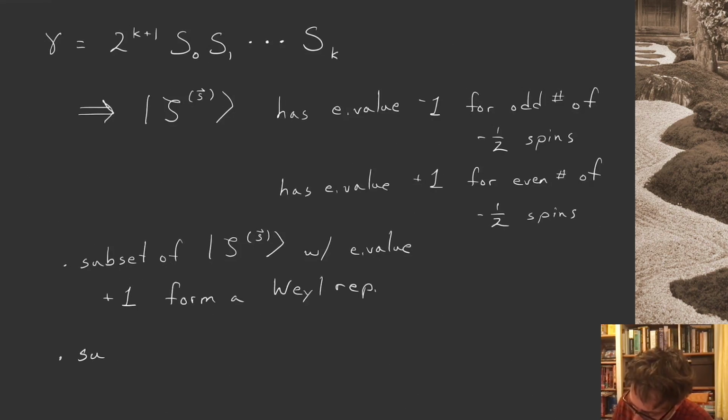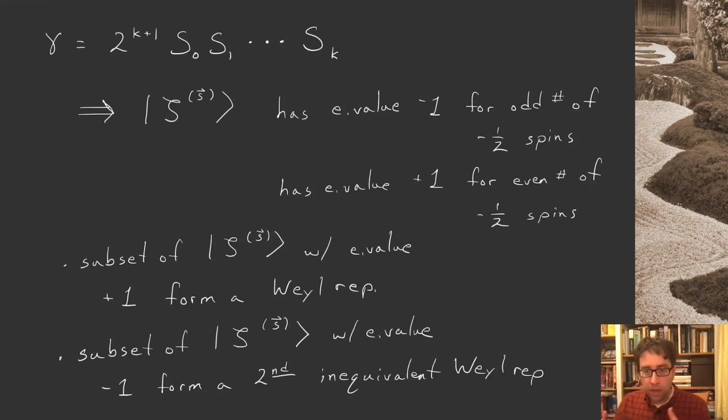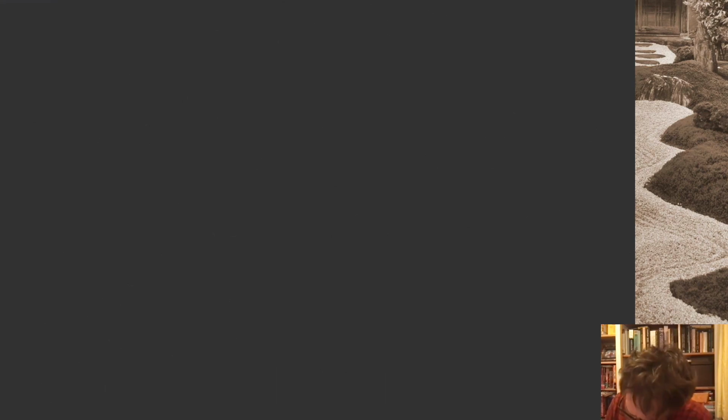And there's another subset of the zeta s with eigenvalue minus 1 that form a second inequivalent Weyl representation. So we can use this gamma 5 matrix to break our even-dimensional Dirac representations down into two Weyl representations, two smaller representations, each with half the total number of elements. There's a second key feature of this gamma 5 matrix.